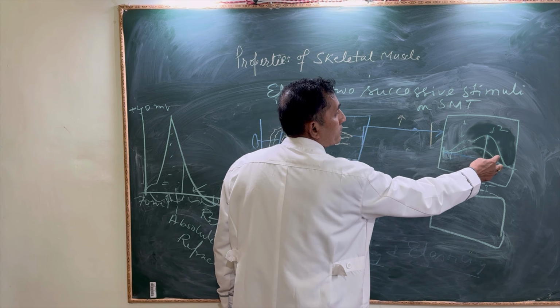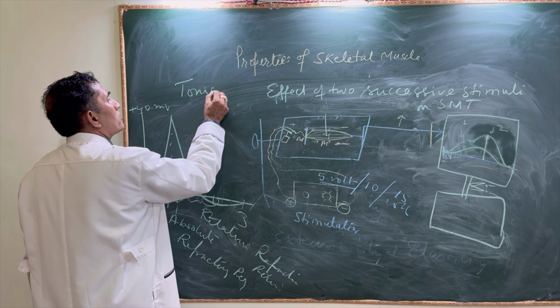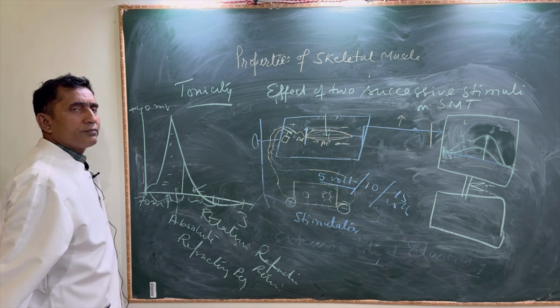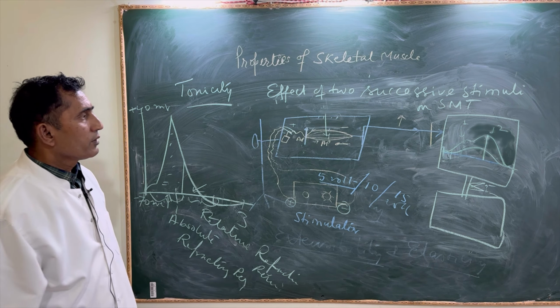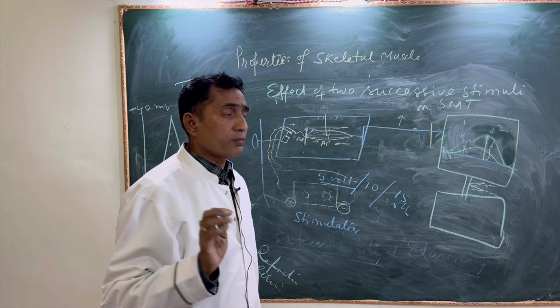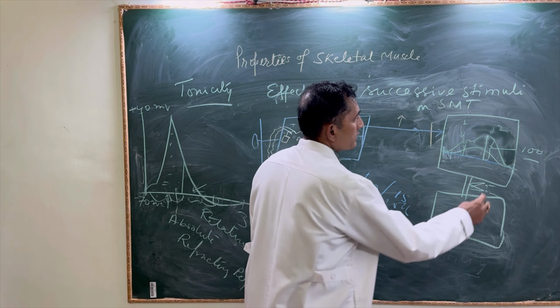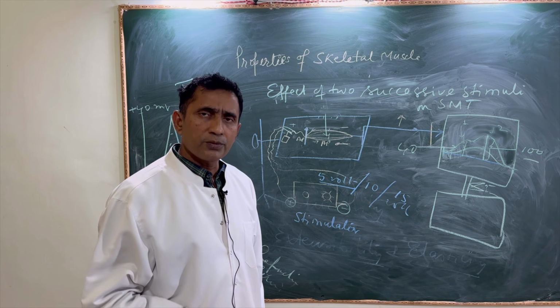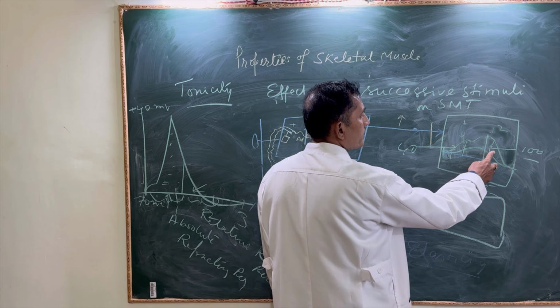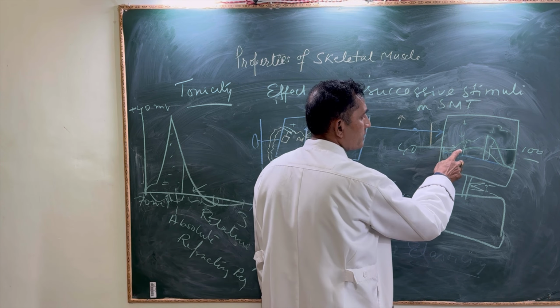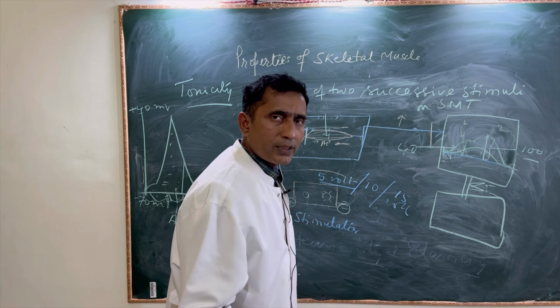Then the other property is tonicity. Tonicity can also be explained from this experiment. If we compare the tone, here the tone will be better than this, and tone depends upon how many cross bridges are being formed. If the capacity of cross bridge formation is 100, then there will be a formation of 100 cross bridges here, but in this case there will be a formation of 40 or 50 cross bridges. So the tone here is better than this. If we want to prove tonicity, this can be one experiment.